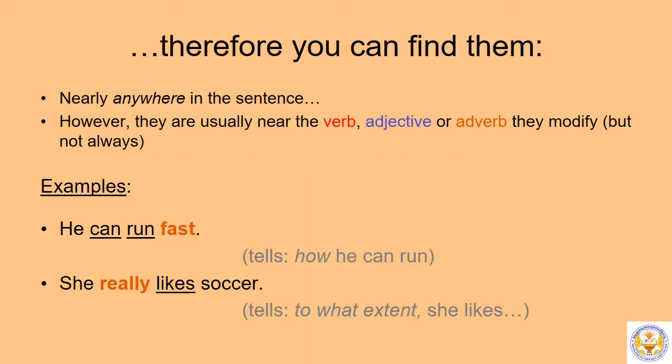And one more thing to remember about the adverb. You can find an adverb anywhere in the sentence. However, they are usually near the verb, adjective, or adverb they modify, but not always. For example, he can run fast. The adverb fast here modifies the verb run and tells us how he can run. She really likes soccer. So the adverb really here modifies the verb likes. It tells us to what extent she likes soccer.